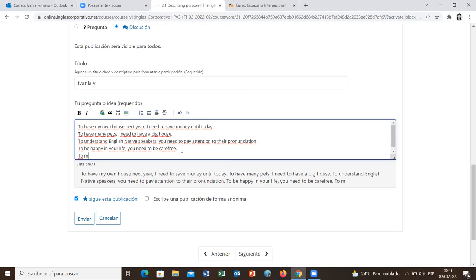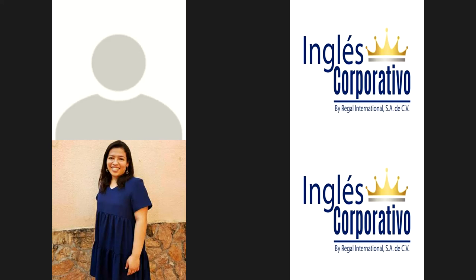To make, for you to learn English, you have to practice and to learn. Pueden compartir sus pantallas si quieren para que alguien pueda estar viendo las pantallas.